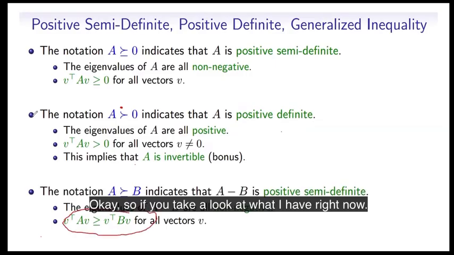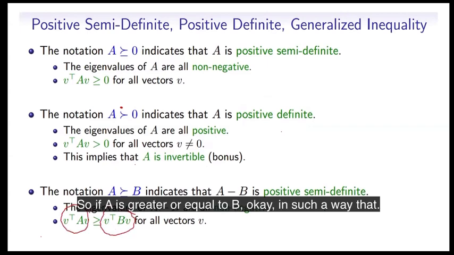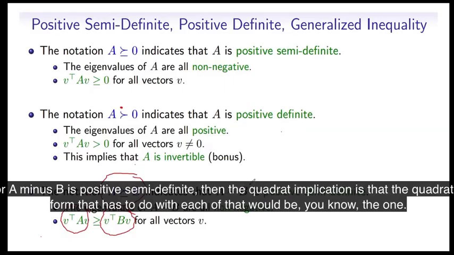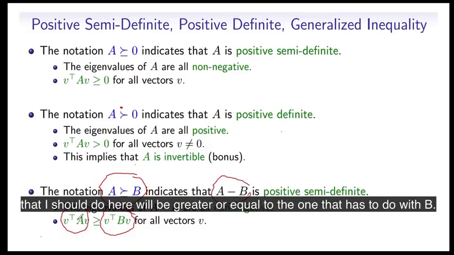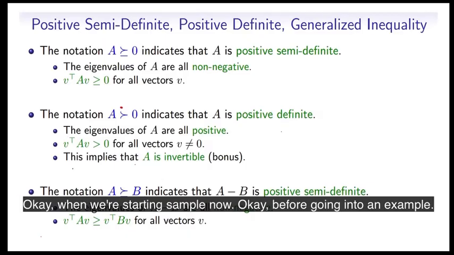So if you take a look at what I have right now, this is a quadratic form involving A. This is a quadratic form involving B. So if A is greater or equal to B, in such a way that A minus B is positive semi-definite, then the implication is that the quadratic form that has to do with A will be greater or equal to the one that has to do with B. I want to take you to an example now. I need you to pay attention. I'm going to walk us through an example now.